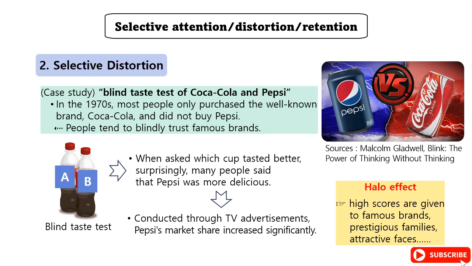We can observe the halo effect, where high scores are given to famous brands, prestigious families, attractive faces, and so on. Due to the high brand recognition of Coca-Cola, consumers experienced selective distortion.